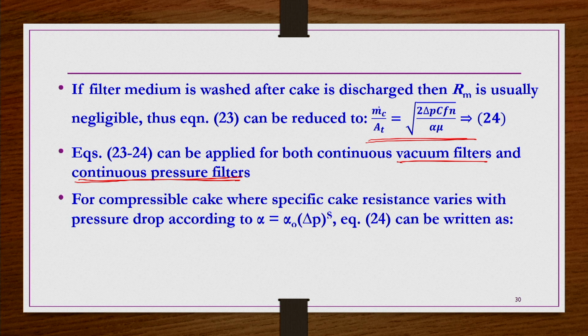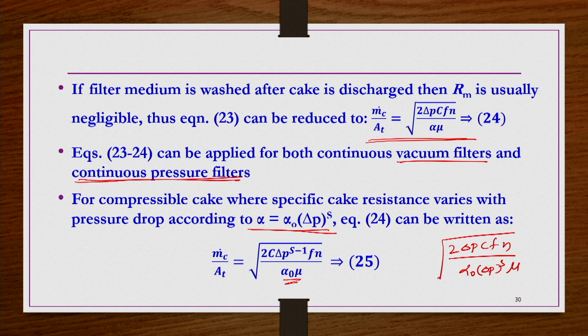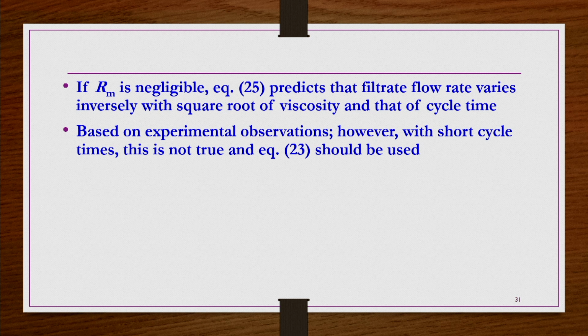For compressible cake, where specific cake resistance varies with pressure drop according to alpha is equal to alpha naught delta p power s, this equation 24 can further be modified like this. If Rm is negligible, equation 25 predicts that filtrate flow rate varies inversely with the square root of viscosity and that of cycle time, but in general that is not true based on experimental observation, especially for short cycle times, and then equation 23 should be used.